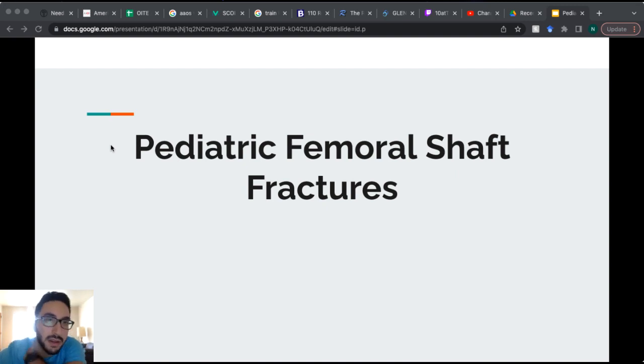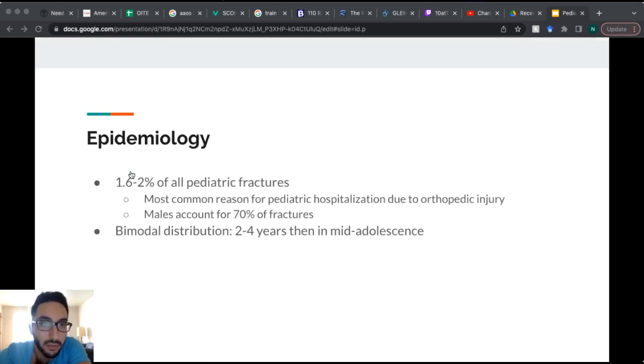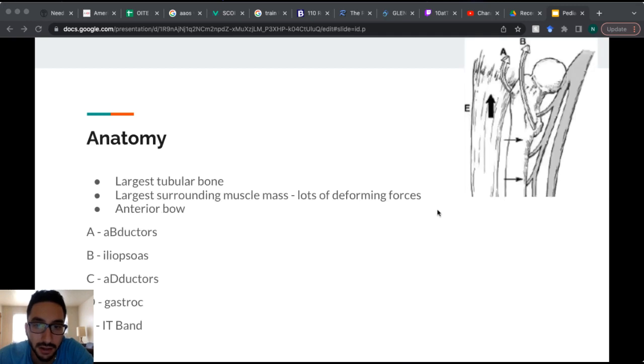But today we're talking about pediatric femoral shaft fractures. We'll first go into a little bit of the epidemiology. They're about 1.6 to 2% of all pediatric fractures. It is the most common reason for pediatric hospitalization due to an orthopedic injury. They occur mostly in males, and there's a bimodal distribution from about 2 to 4 years, and then again in mid-adolescence.